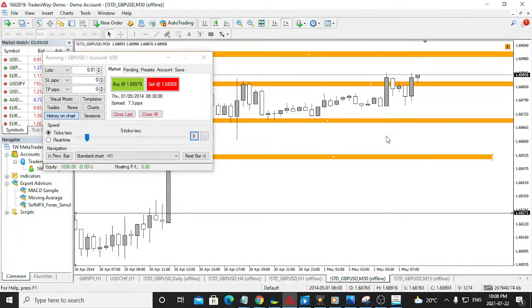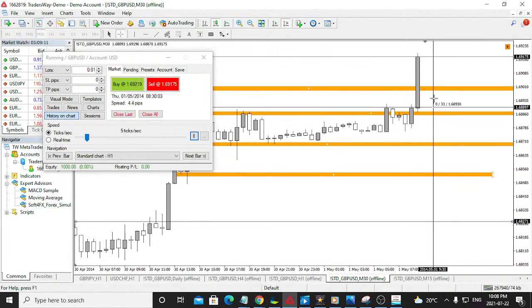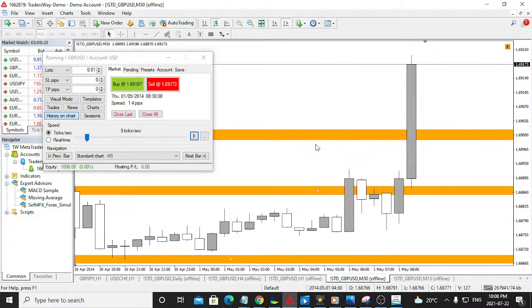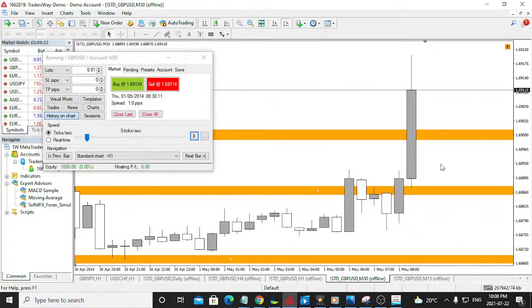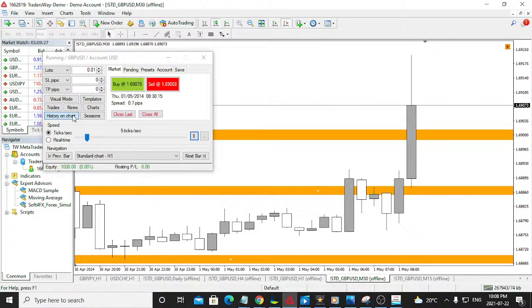So zoom out here. Oh, if I opened that, oh man, that would have shot up. Oh man, that would have been a move. Oh man, look at that. I wouldn't have had any time to move my stop losses or anything.